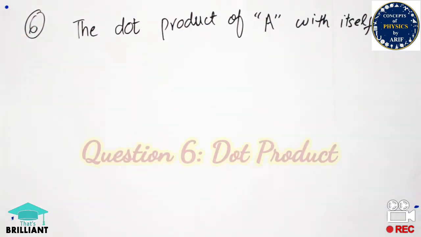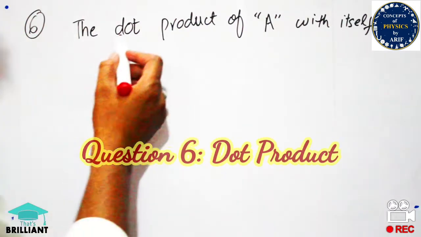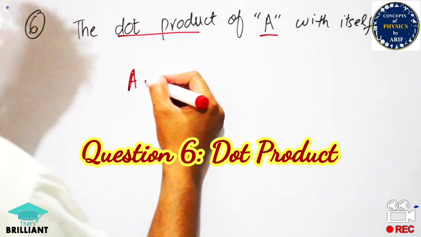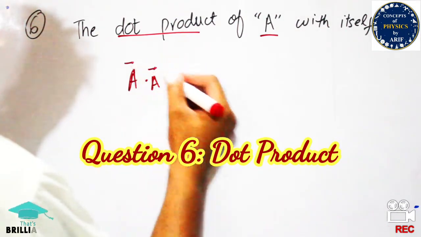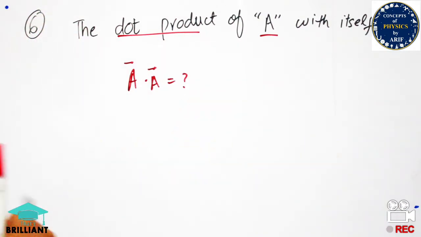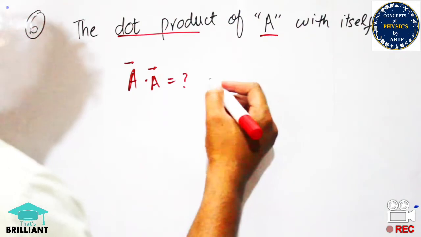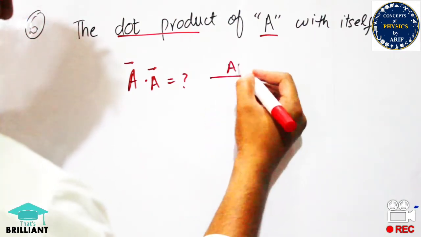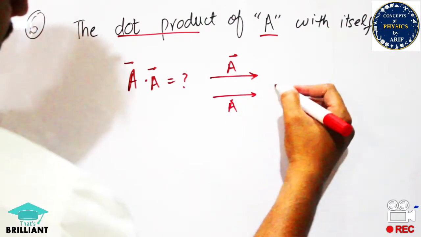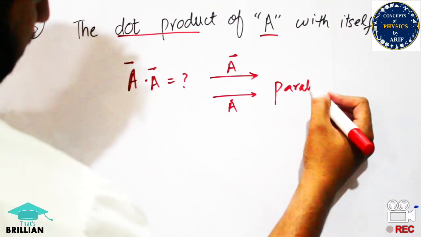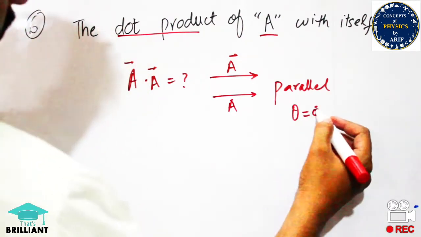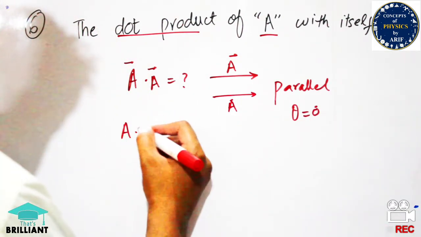Now the next question is: the dot product of A with itself will be? If a vector A is in one direction, then its self vector will also be in the same direction. So this is vector A in this direction, and this is also vector A in this direction. So we need to take the product. This condition is parallel, and theta is 0 degrees between these two vectors.